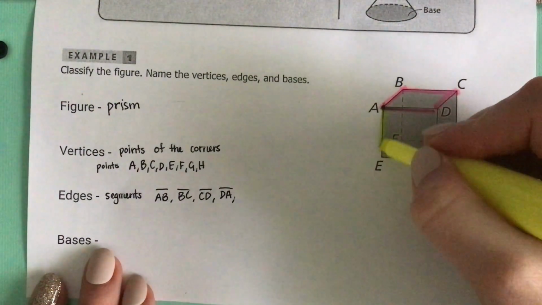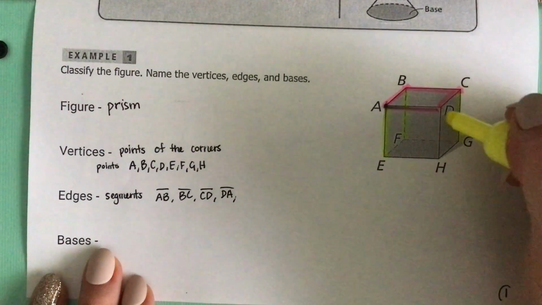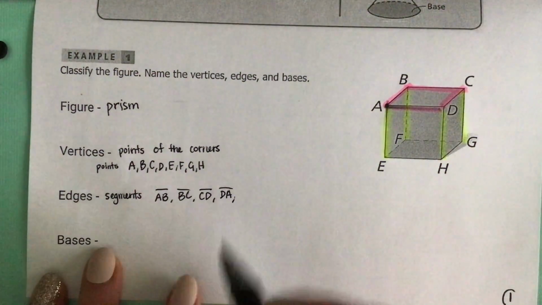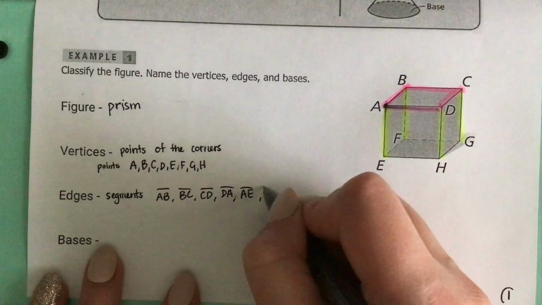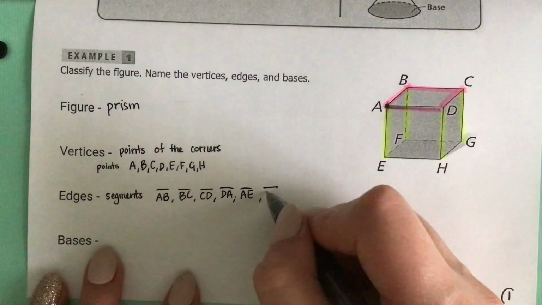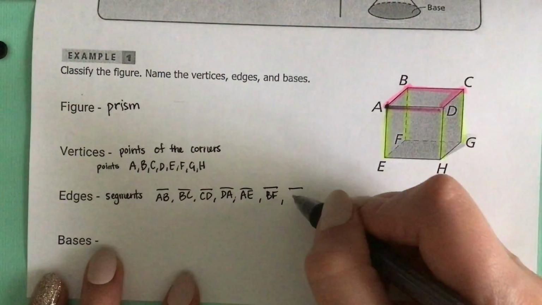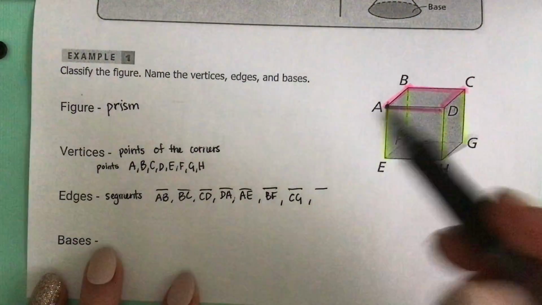Okay, then I'm going to go through and I'm going to name all of the vertical edges just so I don't miss anything. So AE, BF, CG, and DH. So I'm doing all of those 4 now. So I've got segment AE, segment BF, segment CG, and segment DH.